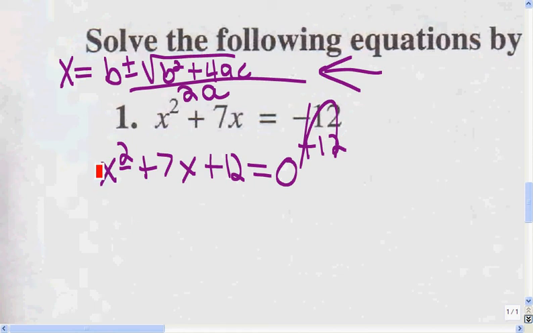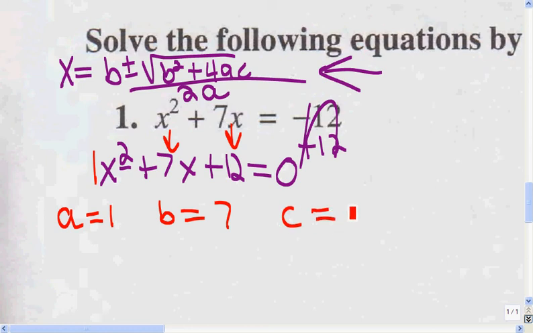The coefficient of x squared is 1, so a equals 1. The coefficient of x here is 7, so b equals 7. And the last number here is 12, so c equals 12. Once I have them in order, I can write what a equals, what b equals, and what c equals, because the coefficient of x squared is what a equals, the coefficient of just x, or of the middle term, is what b equals, and the third number is what c equals. Once I know what a, b, and c equal, I can grab those numbers and plug them into the quadratic formula. So let's do that.